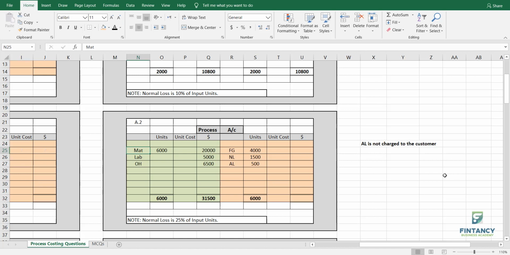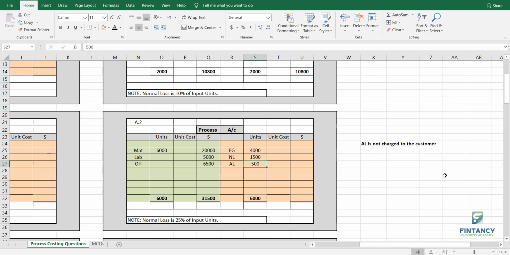Why? Because if you charge abnormal loss to the customer, your cost will go up, your price will go up, your competitiveness will be affected. Right, my friends? And you will not learn. So when you get the abnormal loss, maybe you will do something about it, right? You will ask the team what actually happened, so you can improve, right?